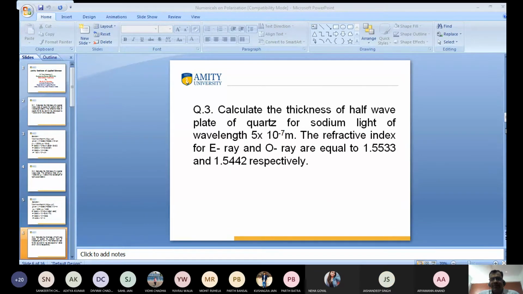We are getting two answers. The answer is 2.74 into 10 raised to the power minus 5 meter. Sir, I think they are using 2.72 into 10 raised to the power minus 5.